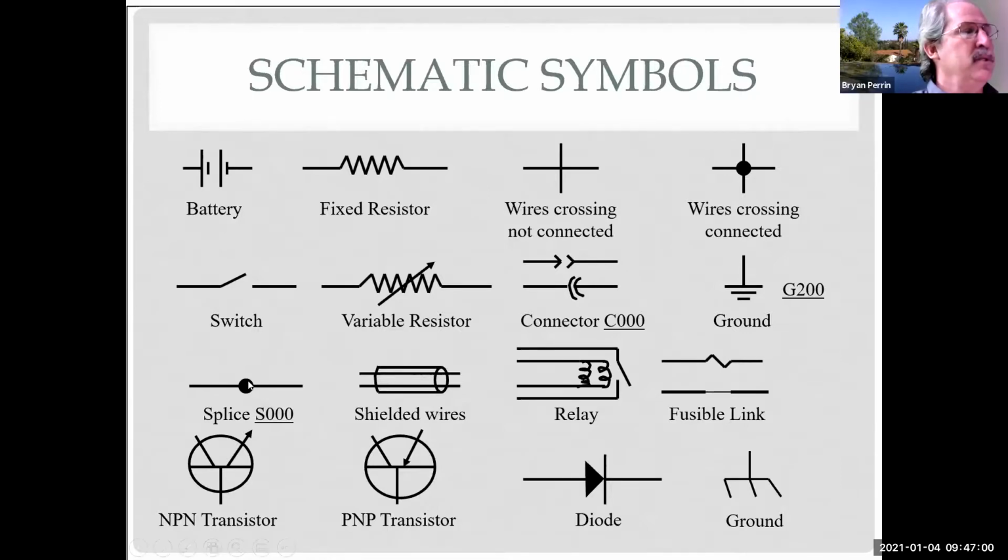Here's a splice, it's the middle wire, shielded wire. So the shielding is not part of the circuit. It is there to prevent electromagnetic interference to the circuit.